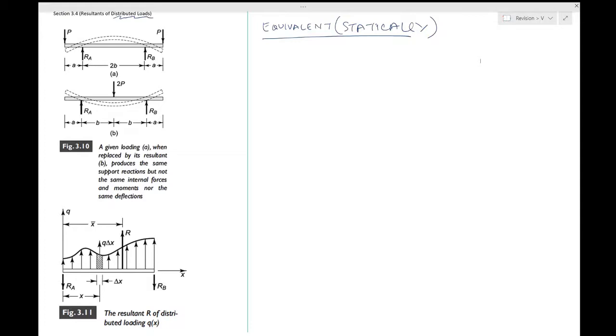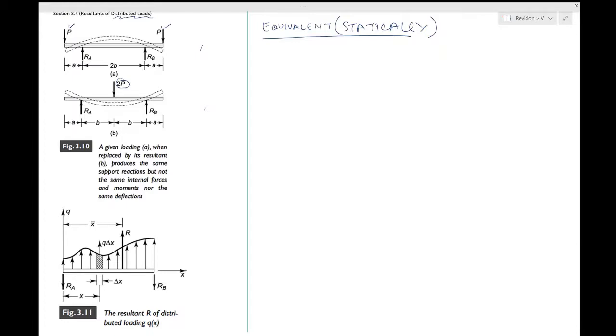So consider two similar beams which are shown in this figure. It is clear that the loading on beam B is the resultant of the loading on beam A. On beam A you have these two P's acting. All you have done is replace these two with this 2P acting in the center of these two forces, which is the centroid of this. And the external support forces are the same. So Ra and Rb are exactly the same in this case.